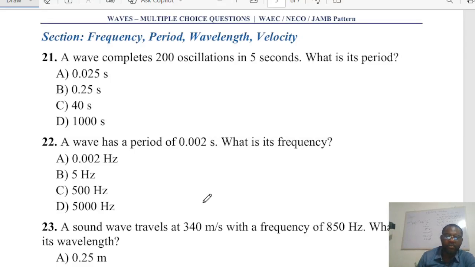Hello everyone. So here we are going to see different calculations that involve frequency, period, wavelength, velocity, and the simple wave equation.